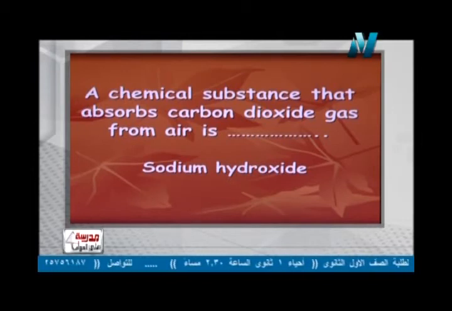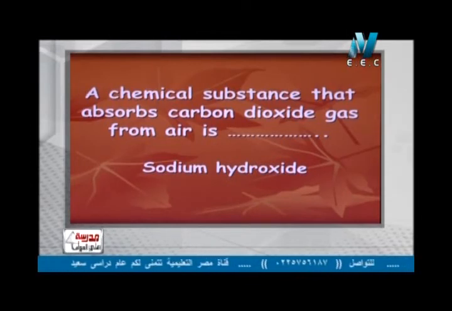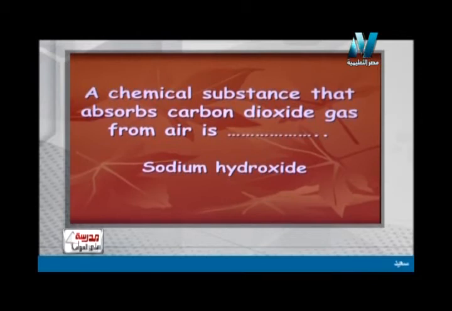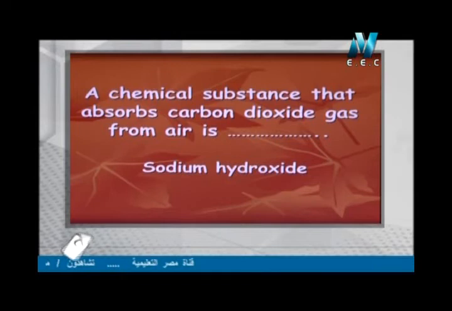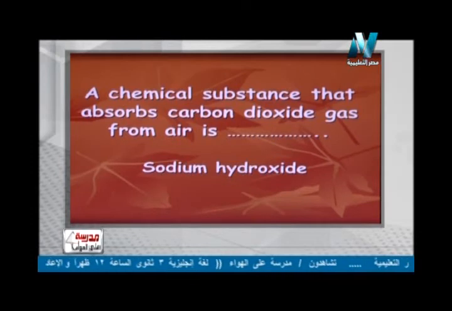Or another substance, في مادة ثانية تقريبا نفس التأثير، تقريبا نفس الإفكت، هي بوتاسيوم هيدروكسيد. ممكن كمان نكتب قبلها كلمة concentrated يعني مركزة، مش تفرق قوي في المعنى، لكن هي نفس التركيبة تقريبا. A chemical substance that absorbs carbon dioxide gas from air, it will be sodium hydroxide or potassium hydroxide, or I can write again concentrated sodium hydroxide or concentrated potassium hydroxide.